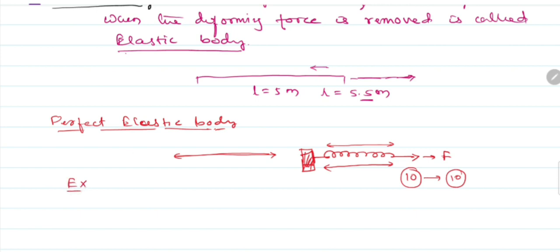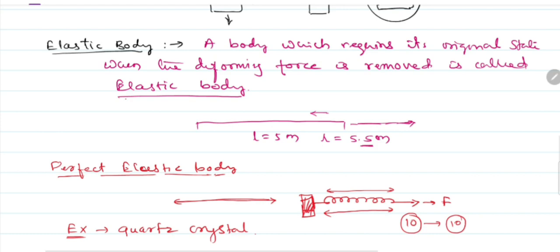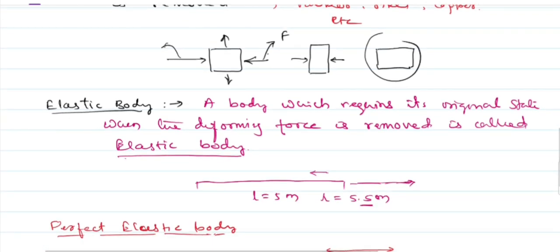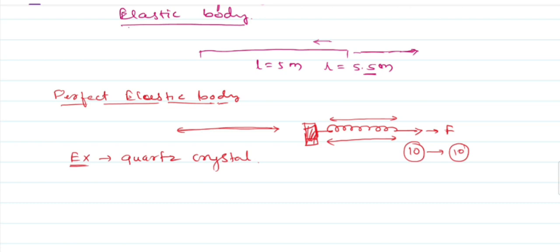So examples are quartz crystal. Quartz crystal is one of the examples for this perfectly elastic body. And then what are examples for elasticity or elastic bodies? We have rubber, steel, copper, etc. So the bodies having that regaining property are called elastic bodies.